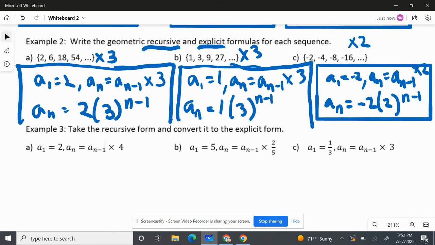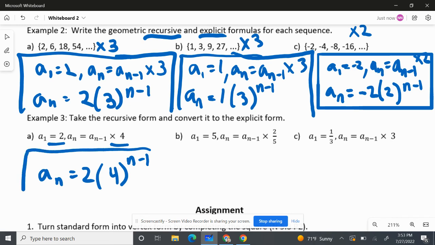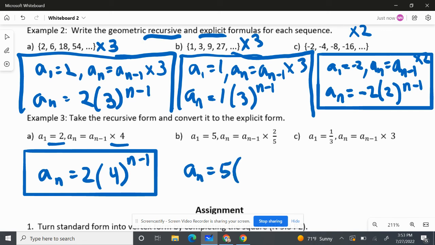For example 3, we're going to take our recursive form and convert it into an explicit form. So we have our first term, we have our common ratio. So we have a sub n equals 2 times 4 to the n minus 1. For letter B, we have a sub n equals 5. Our common ratio is 2/5, so times 2/5. Make sure it's in parentheses, raised to the n minus 1.